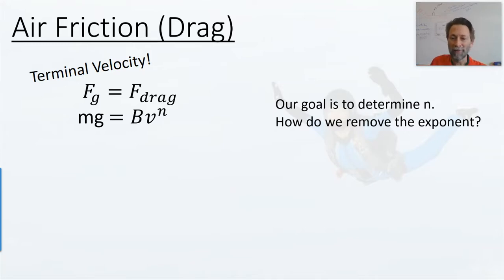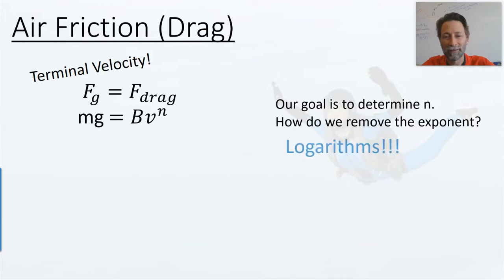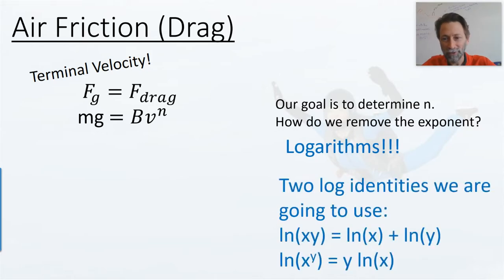So how do we mathematically remove that exponent so that it's easier for us to determine? And the answer goes back to one of your math classes, logarithms. There are two identities that we're going to use to pull that n out of the exponent. The first one is, if you remember, the natural log of any two variables multiplied together is equal to the natural log of the first variable plus the natural log of the second variable. The second is that the natural log of any variable to a power is equal to the power times the natural log of that variable. That's the way we can pull the exponent to become a coefficient in the front.